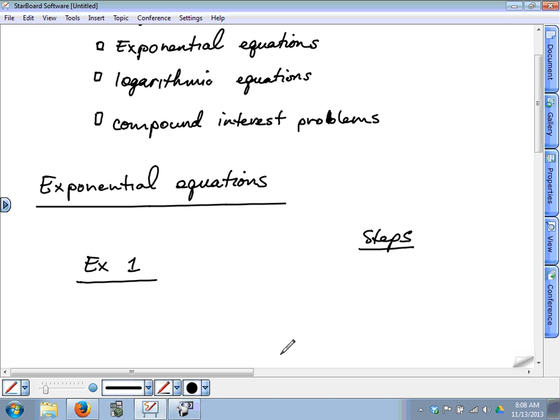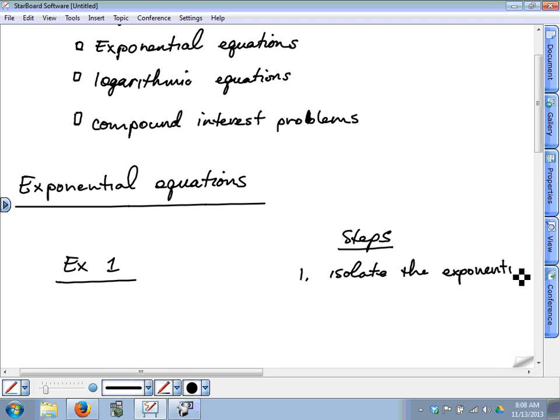Steps for solving exponential equations. They are very easy steps. And there's only 3? Yeah, there's only 3. Step 1: Isolate the exponential term. The exponential term consists of the base and the exponent, not the coefficient. If there's a coefficient in front of the exponential term, you got to get rid of that as well. Isolate the exponential term. Okay?